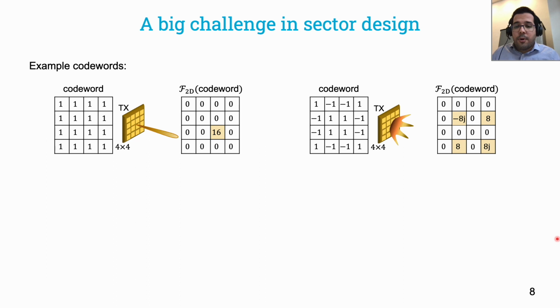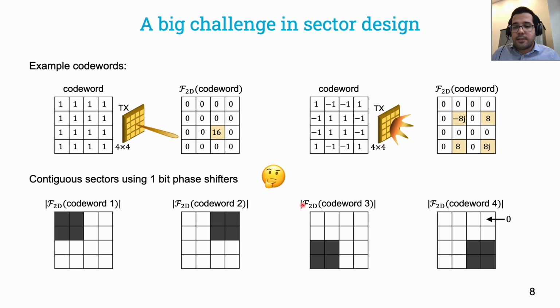Now, prior work has looked at constructing sectors that are contiguous in nature. By contiguous, what I mean is that the illumination pattern is continuous in a rectangular way, as you can also see in these figures over here. Constructing these contiguous sectors that are localized to a section in the beam space using extremely low resolution alphabets is really hard. Let's see why.